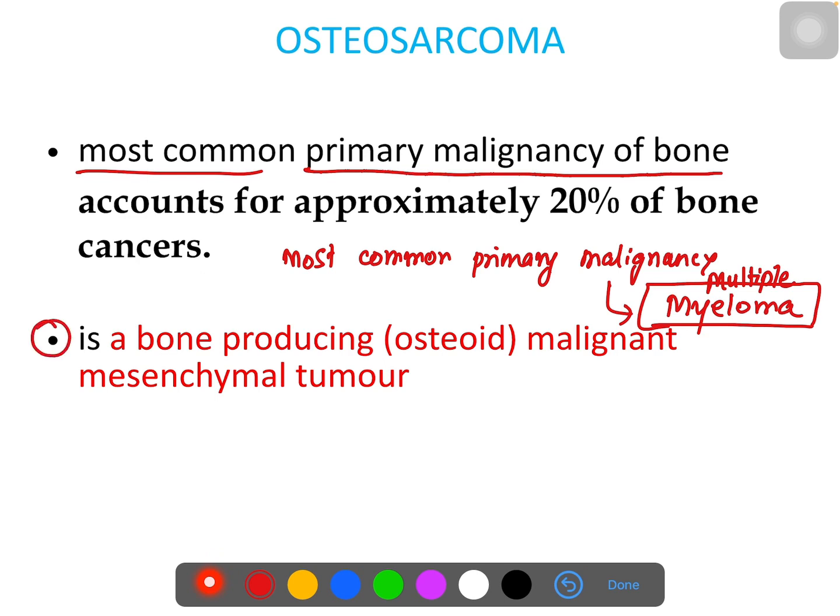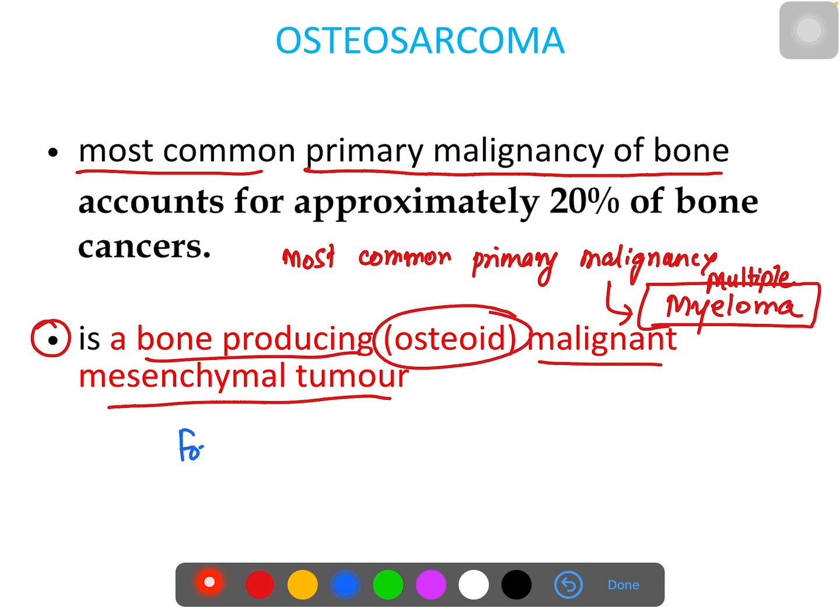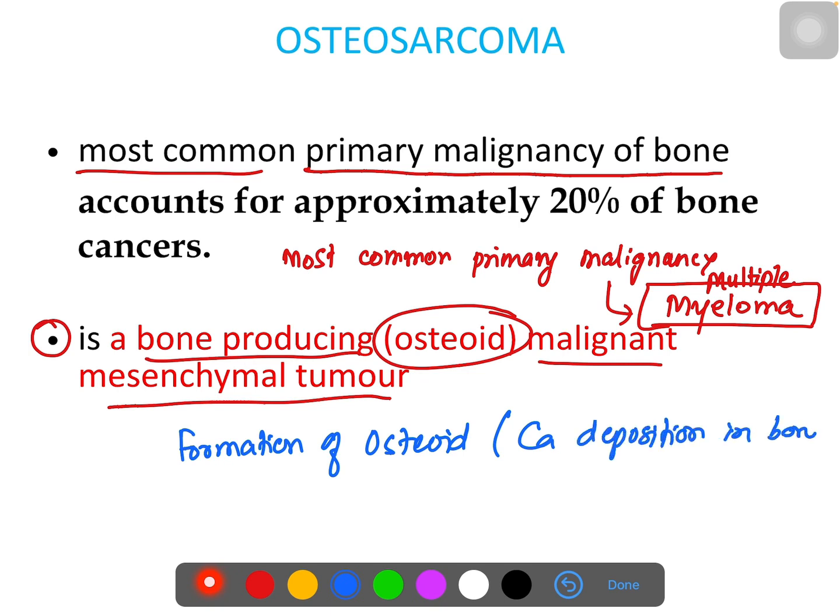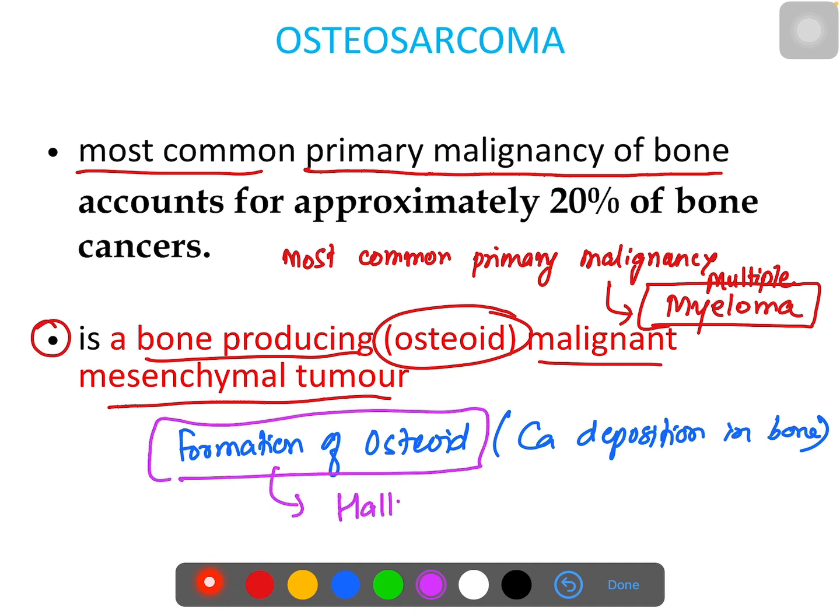This osteosarcoma is a bone forming malignant mesenchymal tumor. That is, there is the formation of osteoid, or you can say there is calcium deposition in bone, and this formation of osteoid is a very important thing, and this is referred to as the hallmark of osteosarcoma. So it has to be noted by everyone that osteosarcoma is a bone forming tumor.